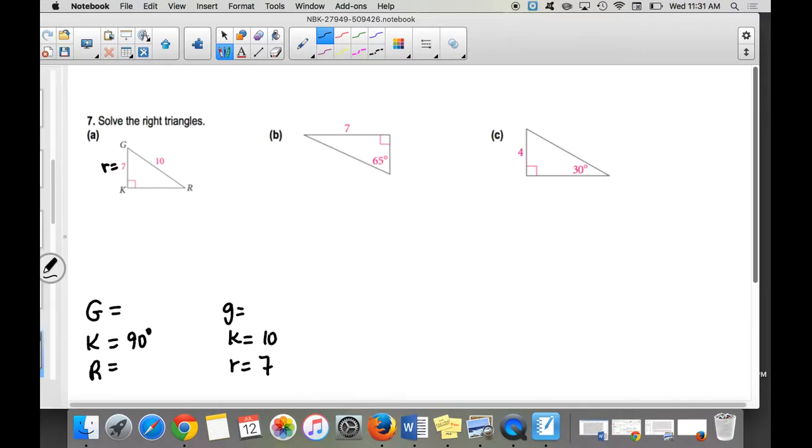So we can put k is equal to 90 degrees. Now, some teachers are really picky. They make you do like measure of angle k. You can just write k. As long as you're using a capital letter, I'll know that that's an angle. Okay, does that make sense?